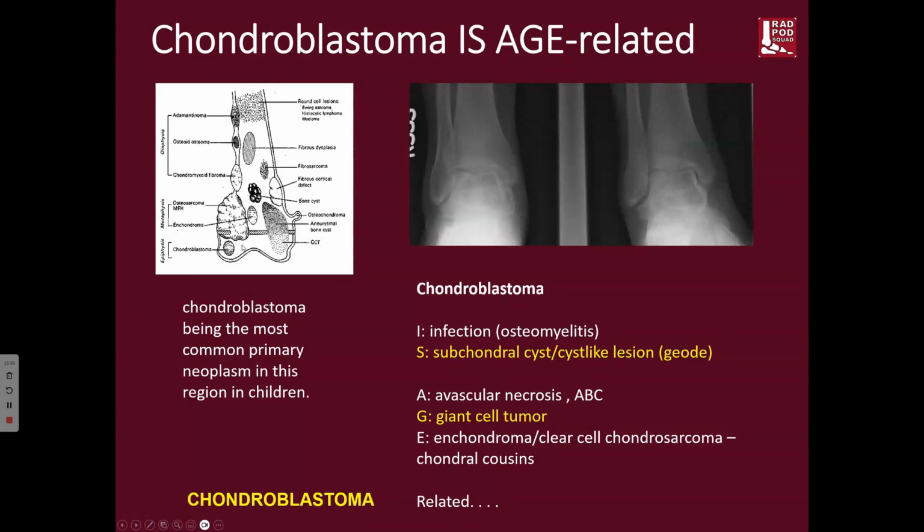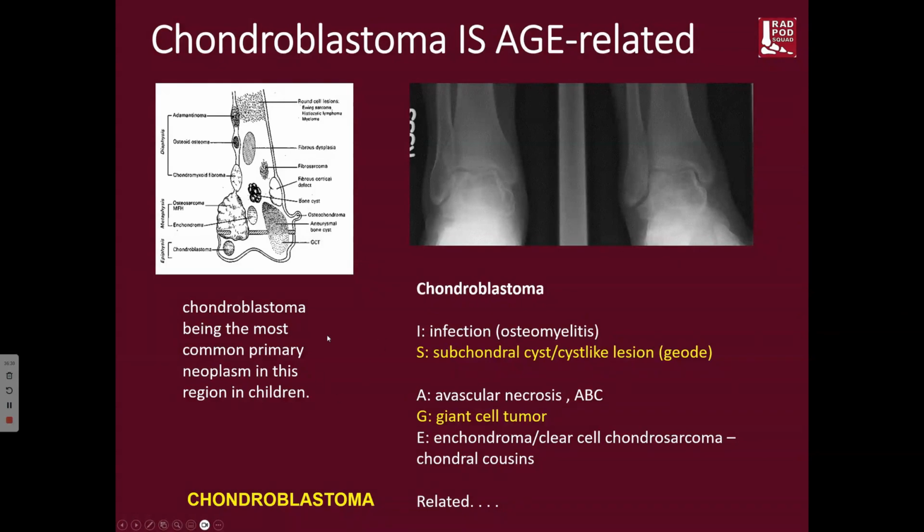So when we think of end of bone lesions, it's helpful to have a mnemonic. And our mnemonic is AGE. So when we think about end of bone lesions, besides chondroblastomas, we're going to think about infection, subchondral cysts, AVN, or ABCs, and G for giant cell tumor, E for enchondroma, but also don't forget your chondral cousins of clear cell chondrosarcoma. So chondroblastoma, end of bone lesion.